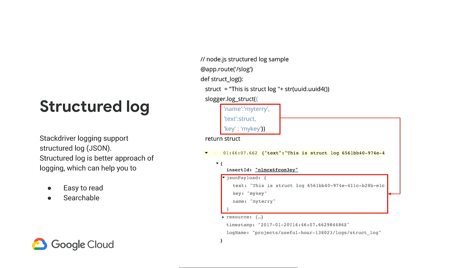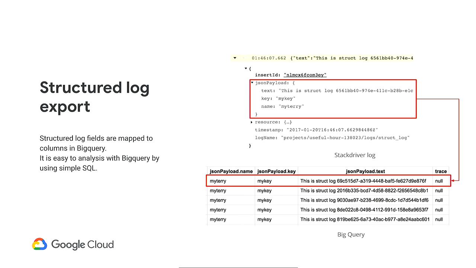Stackdriver supports JSON formatting. This is the Node.js example. If you write a log in JSON format, it is automatically mapped to the JSON payload element in the Stackdriver log entry. And if you export this JSON log into BigQuery, each element in the JSON payload will be mapped to a column in the BigQuery table. So it helps make the log more searchable and readable.